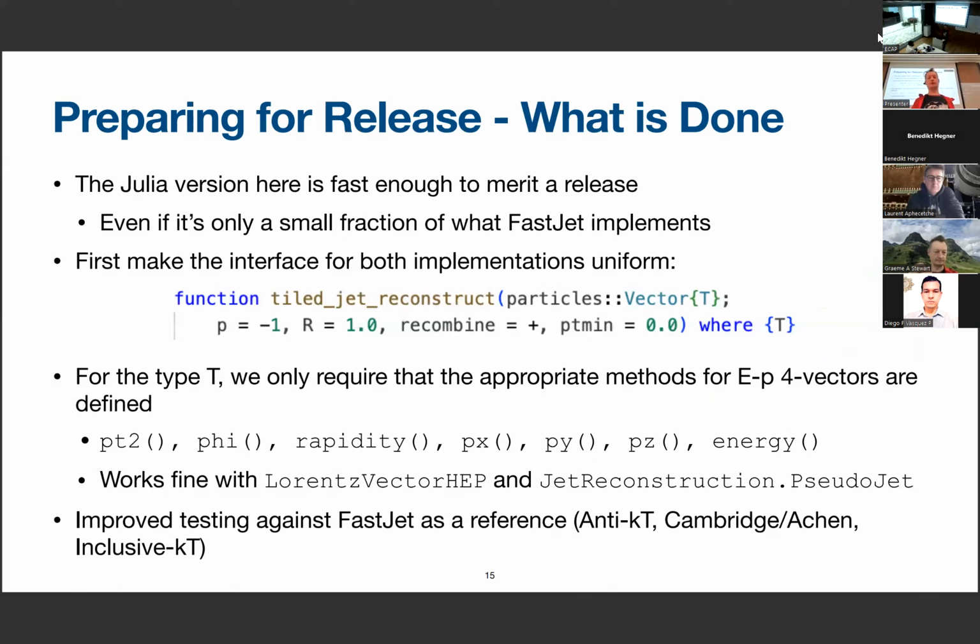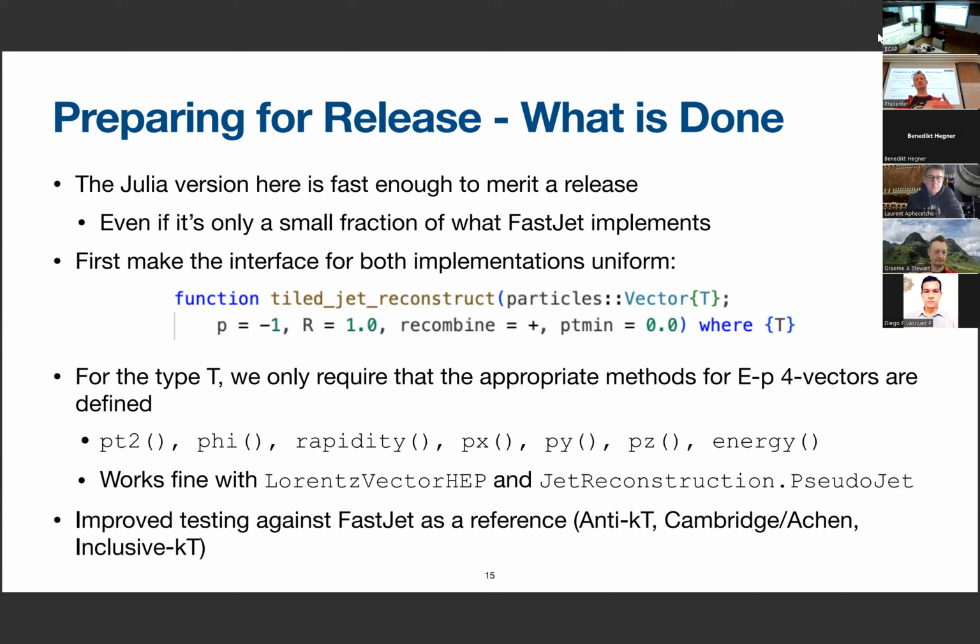All right, so I think we feel that the Julia version here is certainly fast enough to merit being released. The caveat is it's only a small amount of what FastJet does in terms of lines of code and methods. Although the rejoinder to that is in fact that the thing that we've implemented is the thing that 90% of people actually want to do. So it's probably still worth it, even if it's not the total coverage of what FastJet is, because it's a big package and it's been around for a long time.